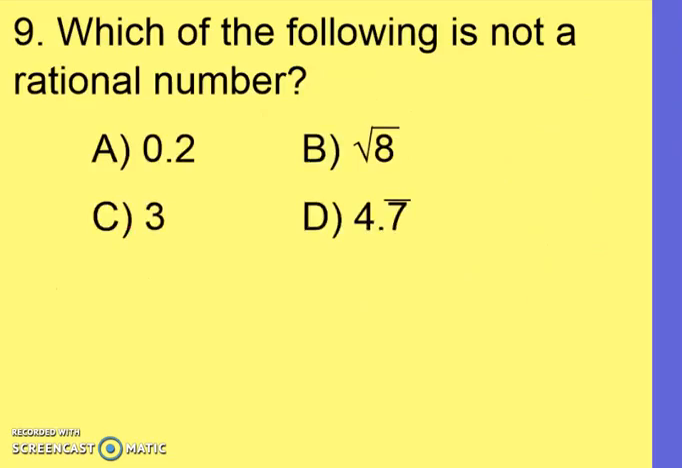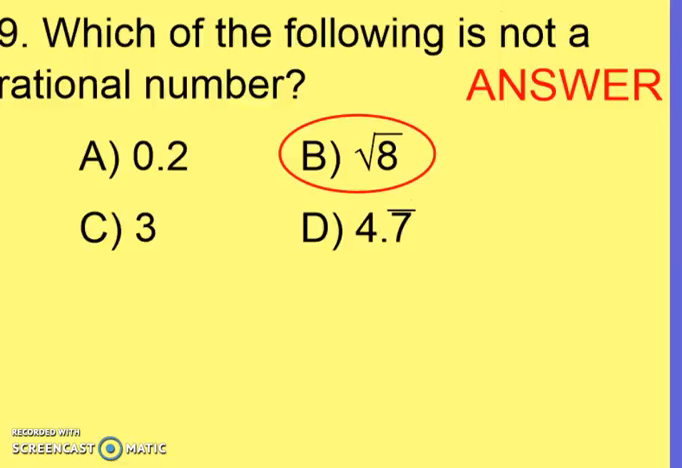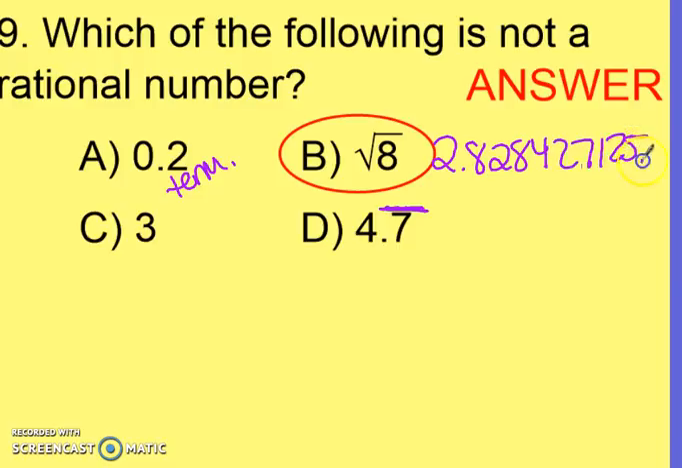All right, which of the following is not a rational number? So if it's not rational, it's obviously got to be irrational, right? So we're just looking for which one is irrational. And our answer is B. Okay? This is a terminating decimal. We've talked about that. Those are rational. 3, y'all, that's natural, whole, integer, rational, real. And then this good old repeating makes it rational. So the square root of 8 is 2.828427125... So it's a crazy decimal. And it's a non-perfect square, right?